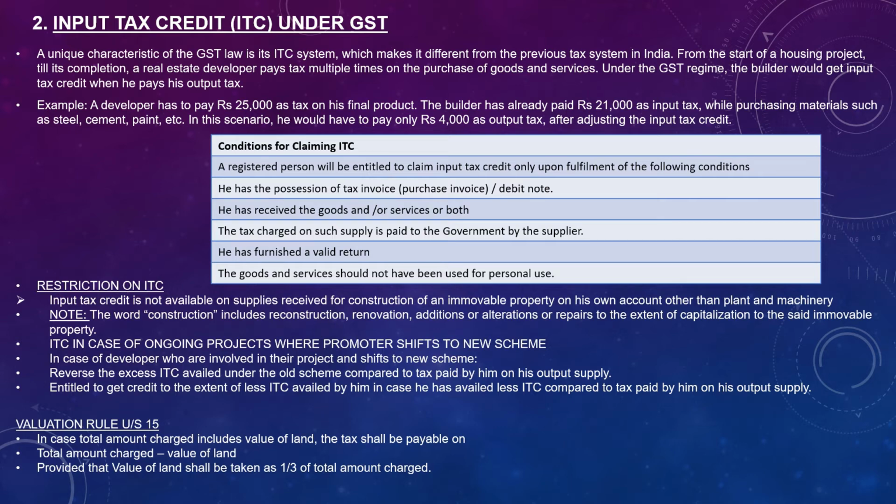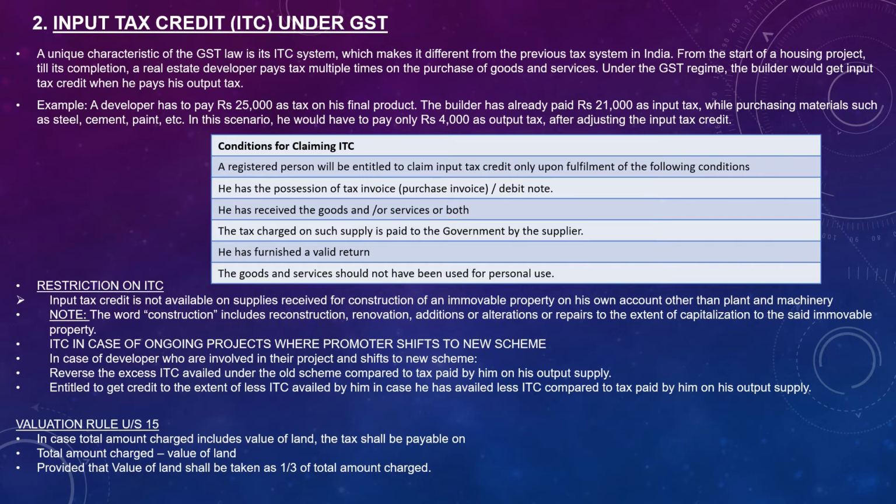There are certain conditions for claiming this ITC. A registered person will be entitled to claim ITC only upon fulfillment of the following conditions. He has possession of the tax invoice, he has received the goods, the tax charged on such supplies has been paid to the government by the supplier, he has furnished a valid return, and the goods and services should not have been used for personal use. So what is the restriction on ITC?